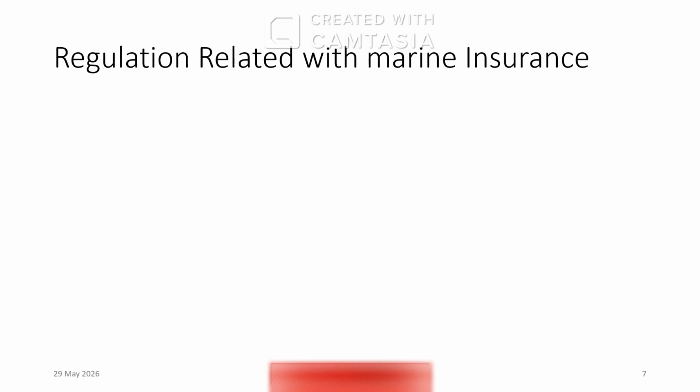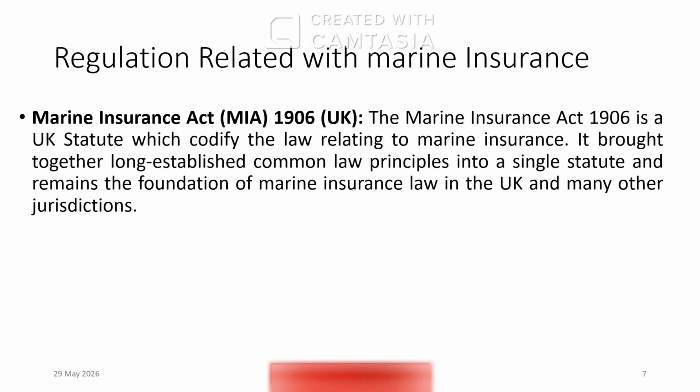Let us see what the regulations related to marine insurance are. The first regulation was introduced in the UK. It is called the Marine Insurance Act. In short, we call it MIA 1906, right? The Marine Insurance Act 1906 is the UK statute which codified the law relating to marine insurance. It brought together long established common law principles into a single statute and remains the foundation of marine insurance law in the UK and many other jurisdictions, right? So most of the Commonwealth nations follow the Marine Insurance Act.